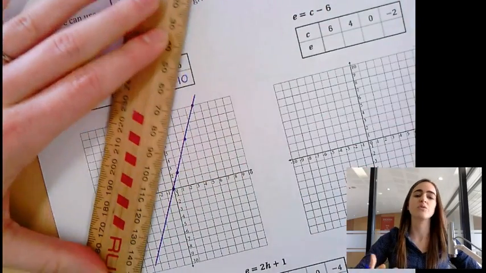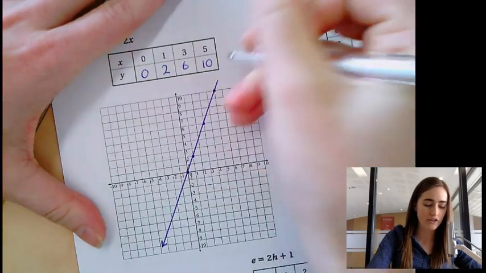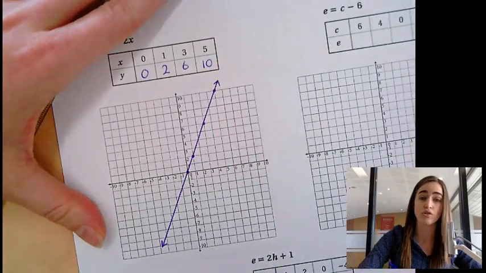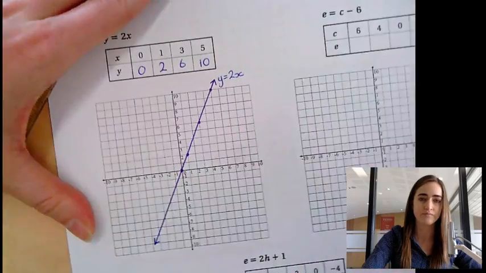And we always draw it so it takes up most of our number plane. We don't just draw some short little thing. We'll put our arrows on either end because that line actually goes on forever. And then we'll just write the equation next to that line as well.